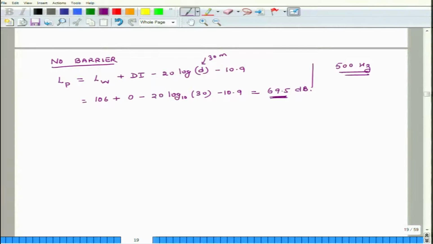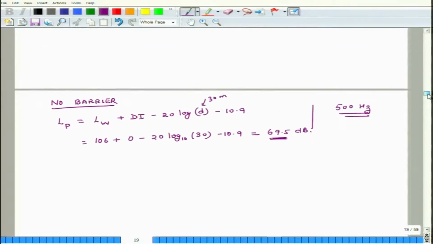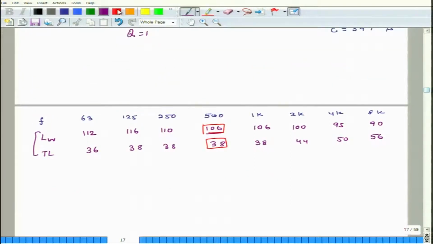Now, this sound pressure level is only for the 500 hertz band. Likewise, we have to compute the sound pressure level for all the bands. So, this is when there is no barrier. I am just going to directly write down the results for no barrier. LP no barrier, NB, is equal to 71.6, 75.6, 69.6, 69.5, 69.6, 65.6, 59.6, 54.6 and 48.6. So, when there is no barrier, these are the sound pressure levels associated with different frequency bands, and through this we can also calculate the overall sound pressure level.